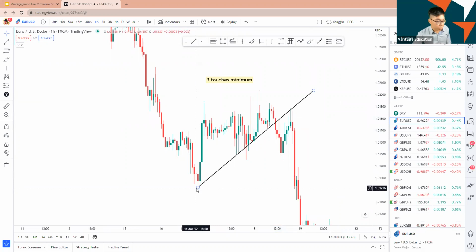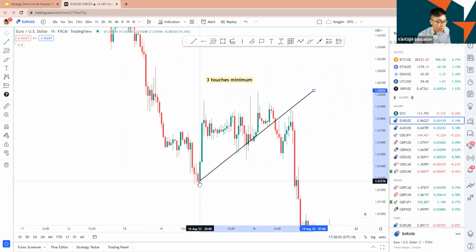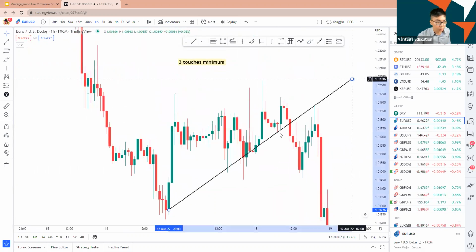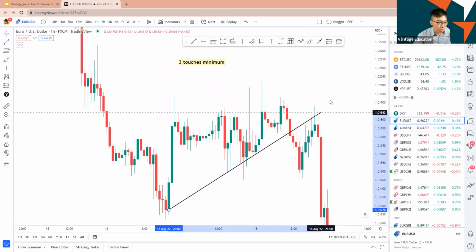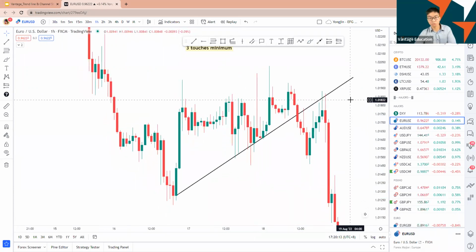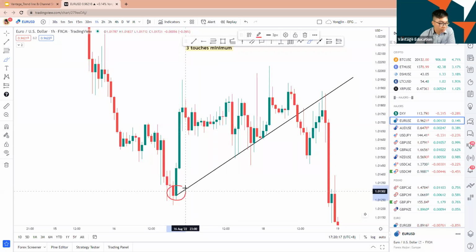Okay, so let's draw on the body. You can actually draw on the body. Let's find the best fits on the next body, and up. So even if I'm drawing on the body of the candle, 1 touch, 2 touch, 3 touches.